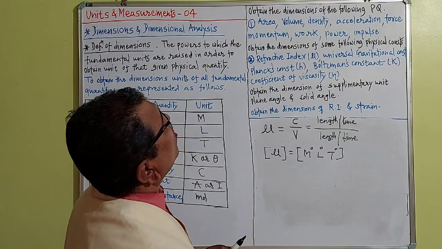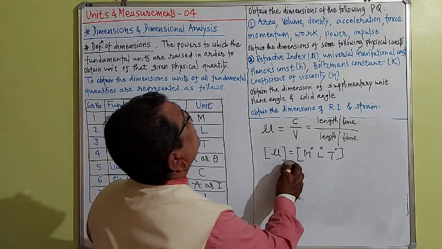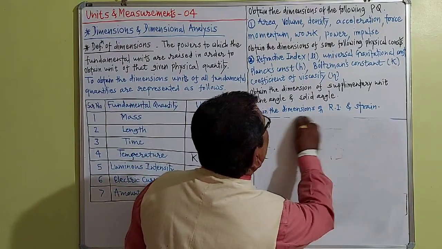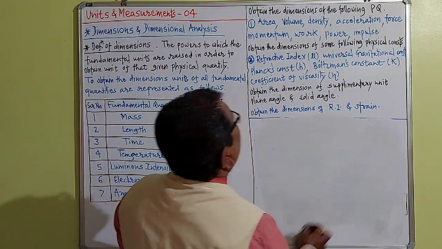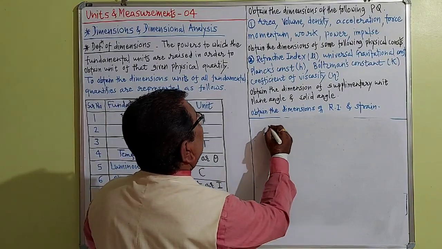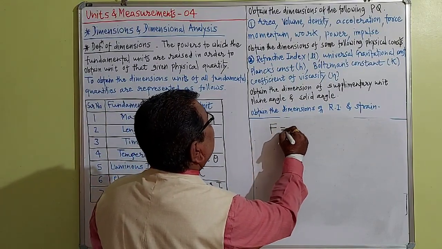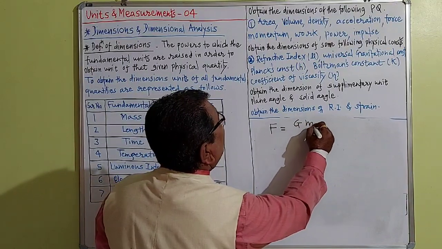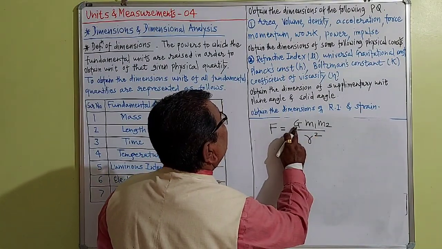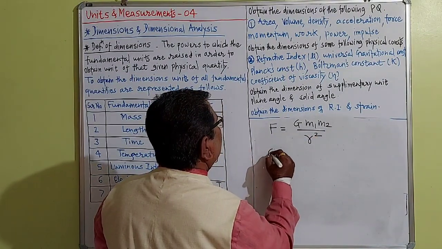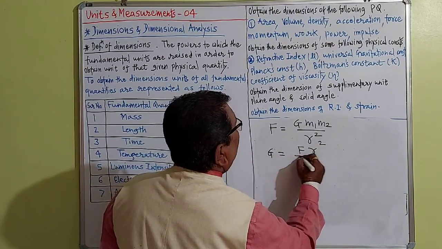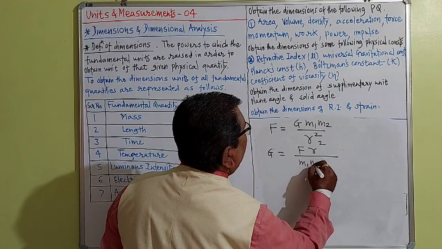Then the universal gravitational constant. To find the dimension of the universal gravitational constant, what is the formula? The formula is F is equal to G m1 m2 upon r square. That capital G is called the universal gravitational constant. So capital G is equal to F r square upon m1 m2.